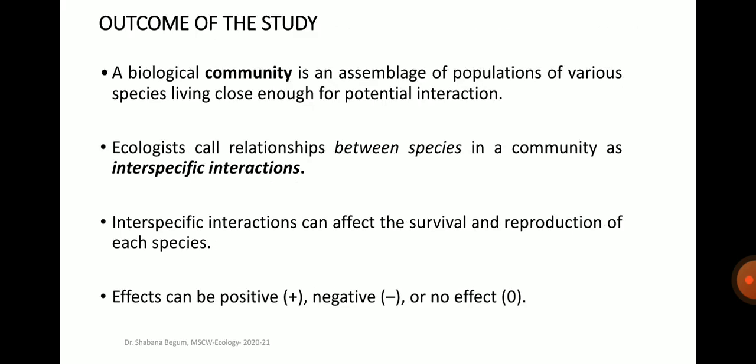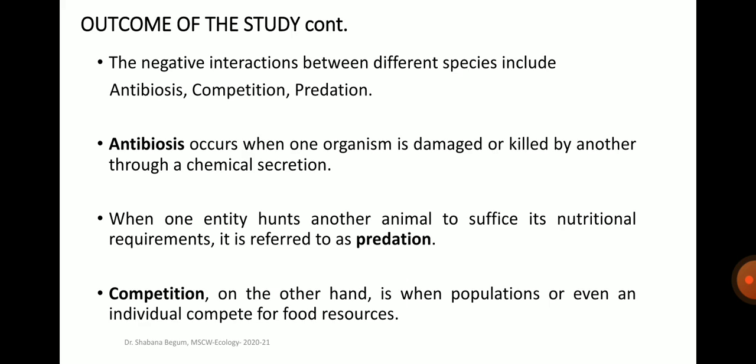Finally, the outcome of the study, what you have learned: a biological community is an assemblage of populations of various species living close enough for potential interaction. Ecologists call relationships between species in a community interspecific interactions. The interspecific interactions can affect the survival and reproduction of each species. The effects can be positive, negative, or no effect. So, with this information, I will conclude my lecture.